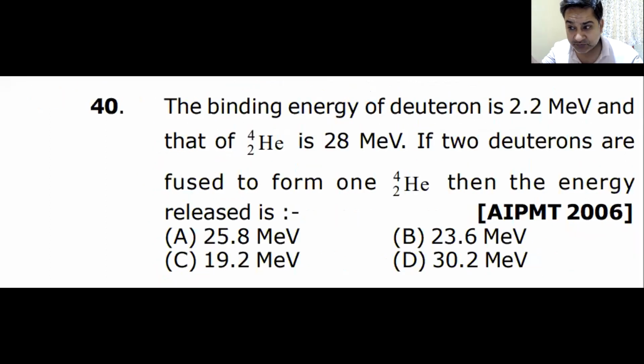Here it comes. The next year, 2006. The binding energy of a deuteron is 2.2 mega electron volts, and that of helium is 28 mega electron volts. If two deuterons are fused to form one helium, what is the energy released? Can I have your answers, please?